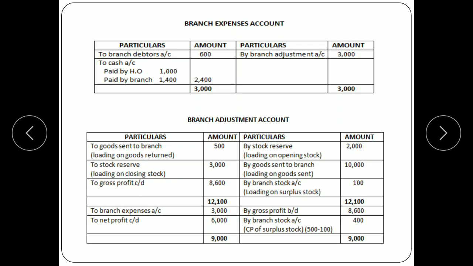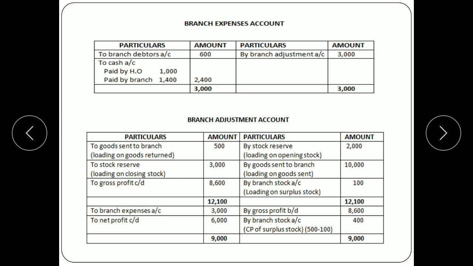So both these entries have been taken together over here under the heading to cash account. So payment made by head office, 1000, payment made by branch, 1400. Total payment made, 2400. So the total expense of the branch comes to 3000, and this total expense of the branch is transferred to the branch adjustment account. So total expense from debit side is transferred and written on credit side as by branch adjustment account, 3000.